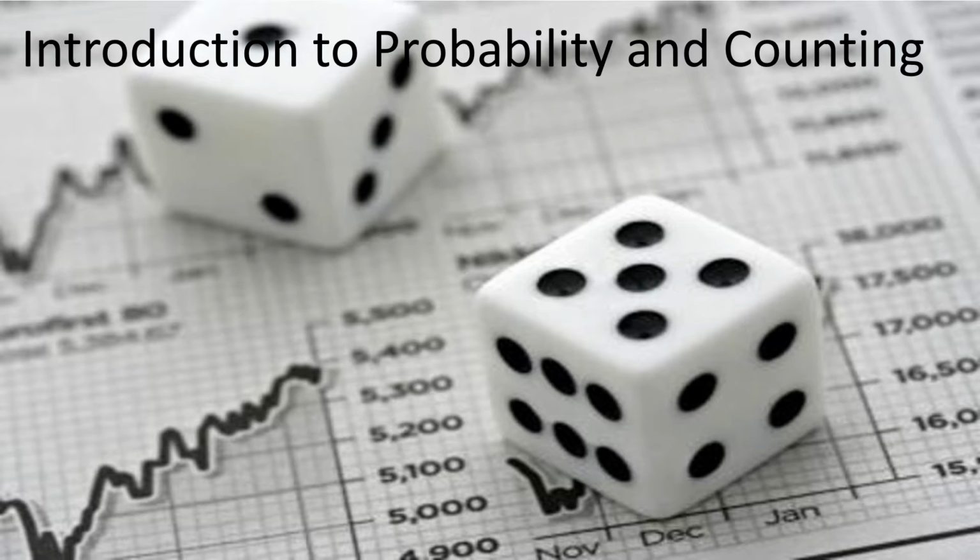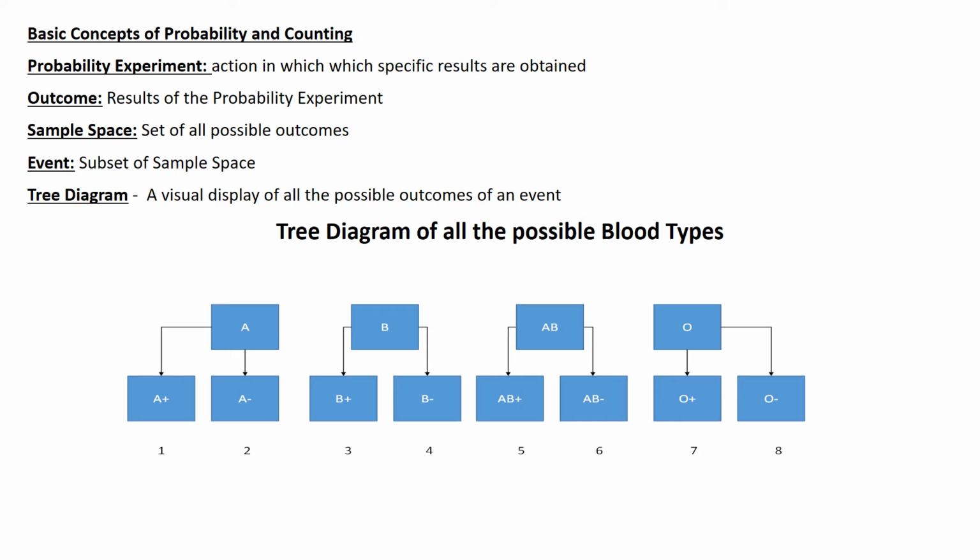Introduction, Probability, and Counting. When we talk about probability, what we're talking about is the likelihood that something will happen. There are infinite possibilities, but the probability of something happening can be defined by finite amounts, with the total amount being 100%.